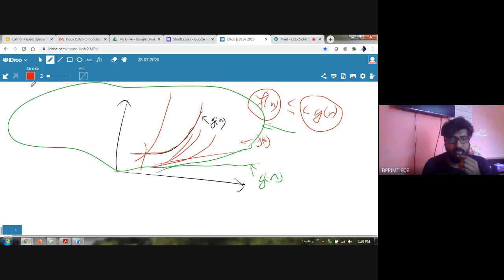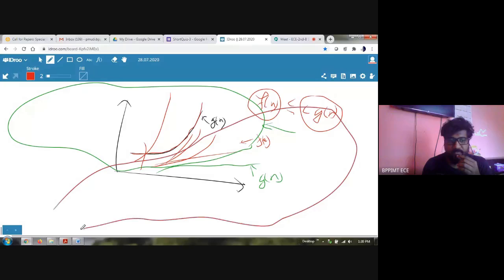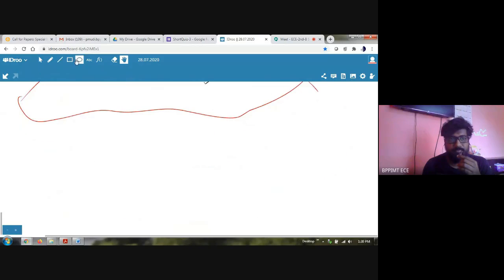And for big O notation, this black curve is the upper threshold. So this is the entire region where f(n) can lie. This is the space for f(n) using big O, and this is the space for f(n) using big omega. So again there is a problem: the space is very large, an infinite space. So what if we can have a finite space?